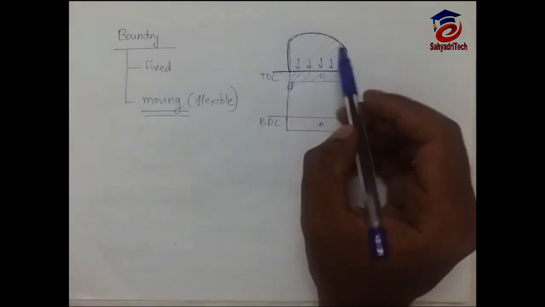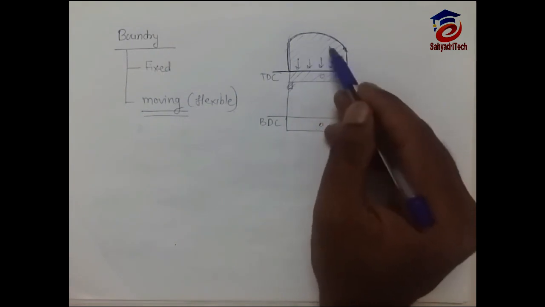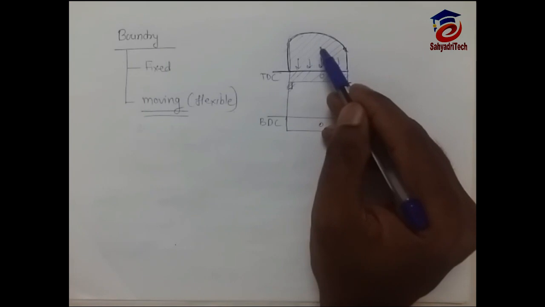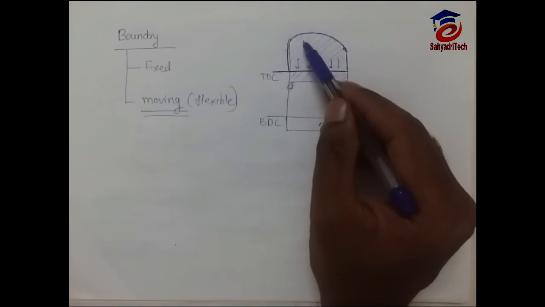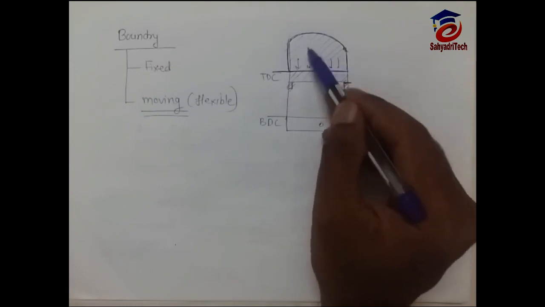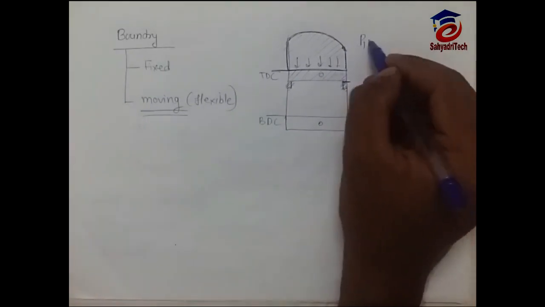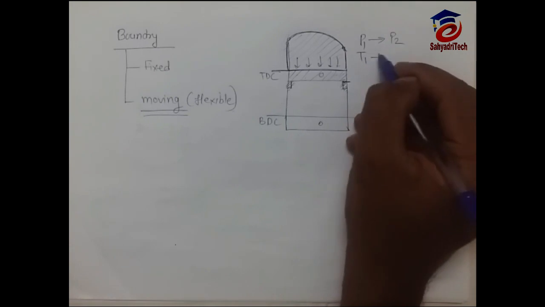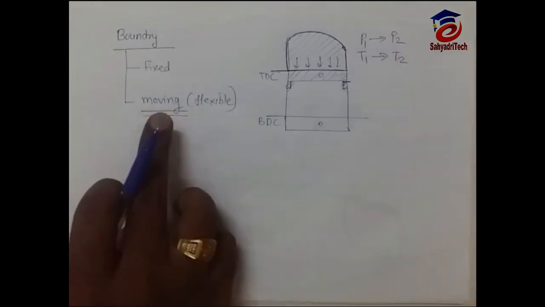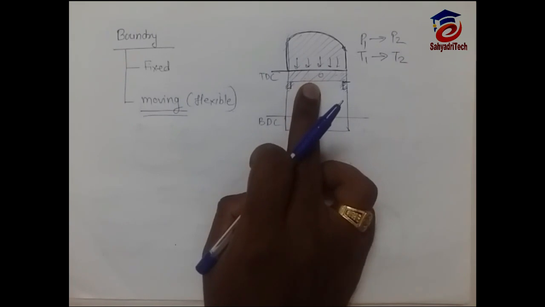So if we add heat to this system, or if this system is a combustible gas and combustion happens, the combustion is the source of heat here. If that combustion happens, what happens? Internal energy will increase, meaning pressure will increase here. So pressure was P1, it will increase up to P2. Temperature was T1, it will increase up to T2. And unlike the moving boundary, this piston will not move.